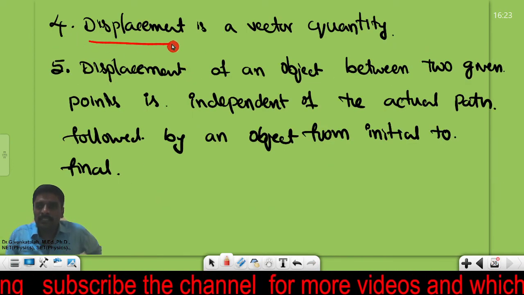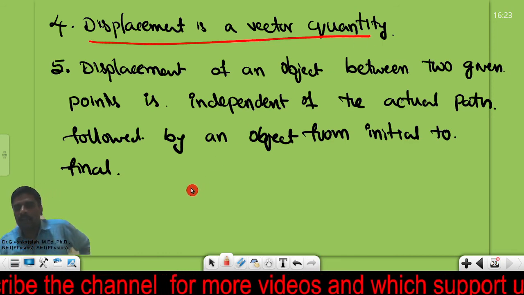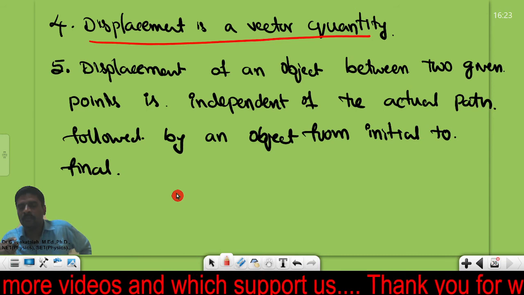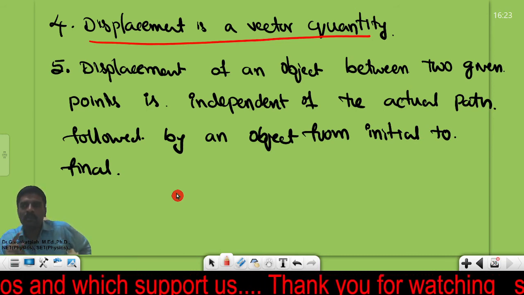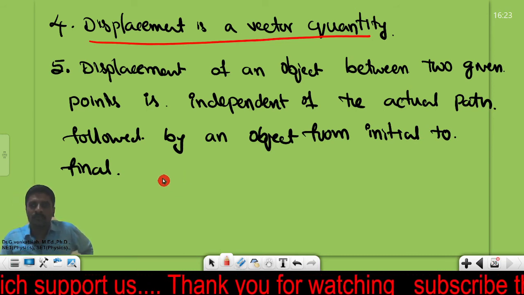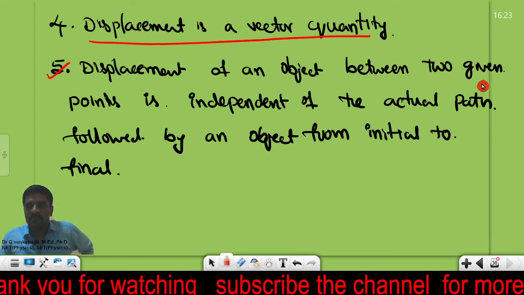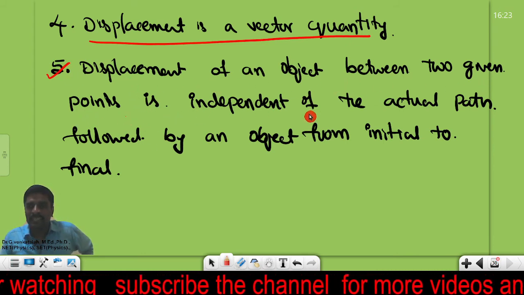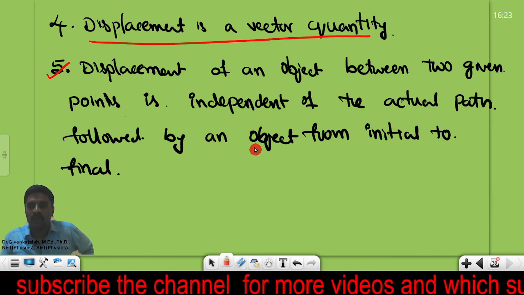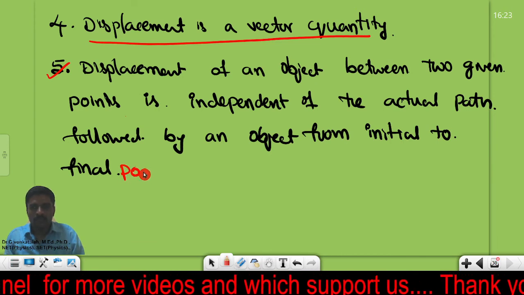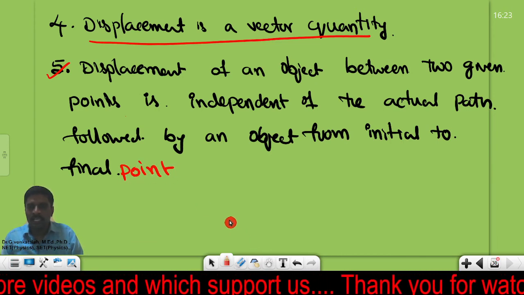The displacement is a vector quantity, as I already told you, because we need to specify a particular direction; the measurement must be done in a particular direction. Now let me go to another one. The displacement of an object between two given points is independent of the actual path followed by the object from initial to final point. For this one you can easily understand.